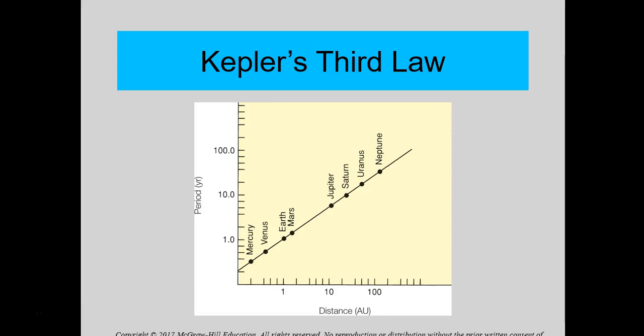And then the third law, just like I said, relates period to the distance from the sun. How long does it take? The further you are away from the sun, the longer it's going to take to go around. And it just happens that the ratio of that is T squared is proportional to r cubed, or the distance cubed.